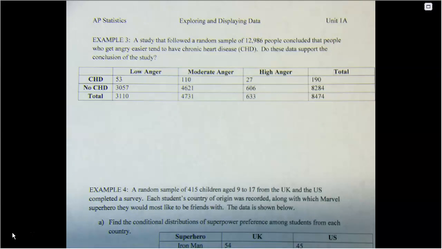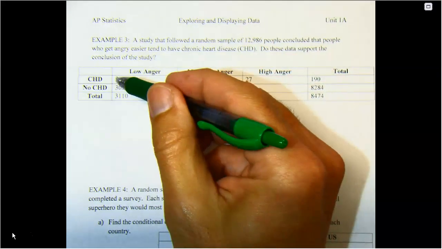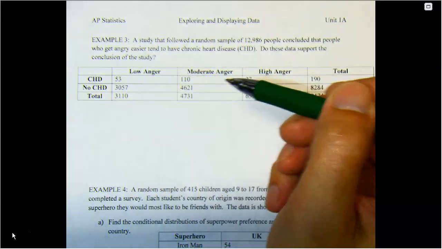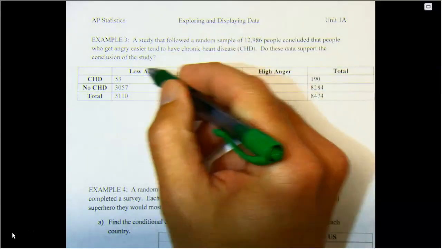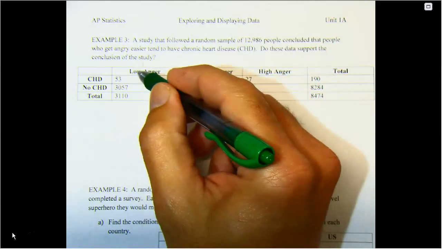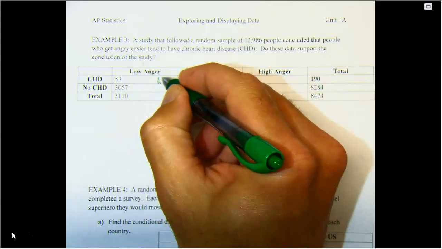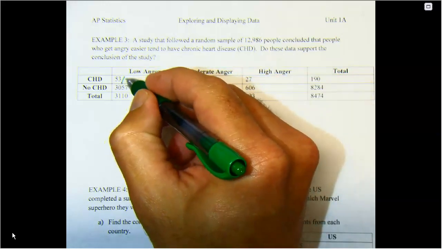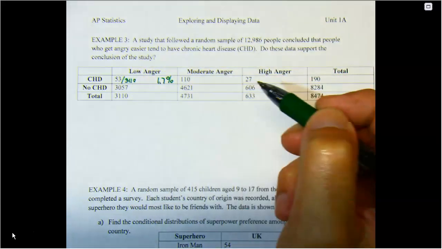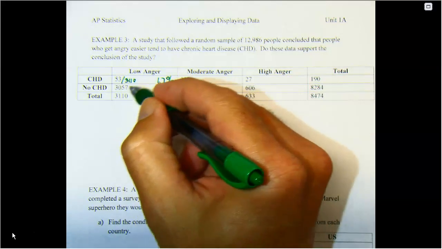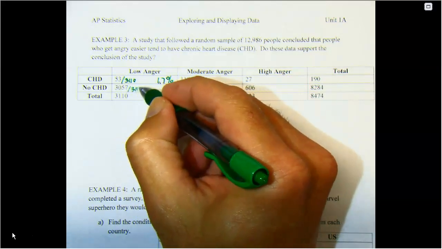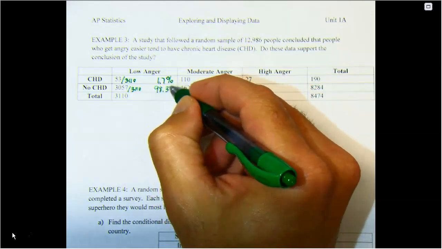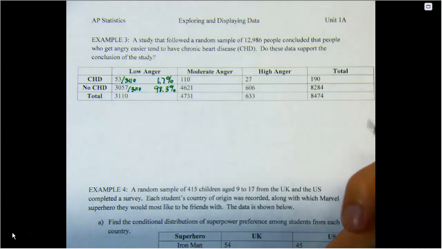If we take 53 and divide that by 3110, of the people that have low anger, 1.7% have coronary heart disease. We found that by dividing by 3110. If I took 3057 and divided it by 3110, that means that 98.3% don't have coronary heart disease.